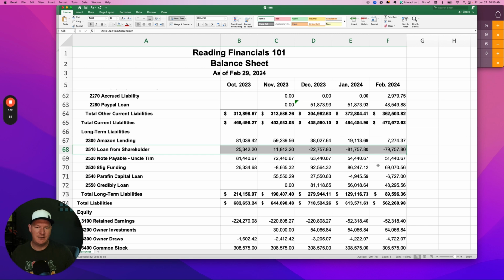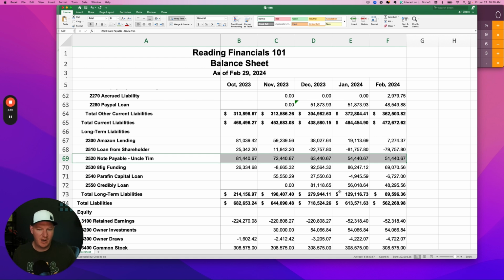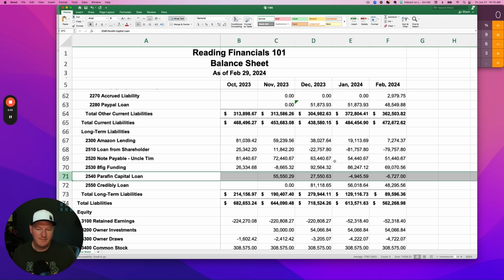The other thing that you'll see fairly commonly is a family member loan. Somebody puts a note payable on there that's long-term debt. That's pretty common. And then I want to show you an error here. So you can see this. There's a small paraffin loan here that's been paid down. It's been paid down. And then all of a sudden it goes negative.